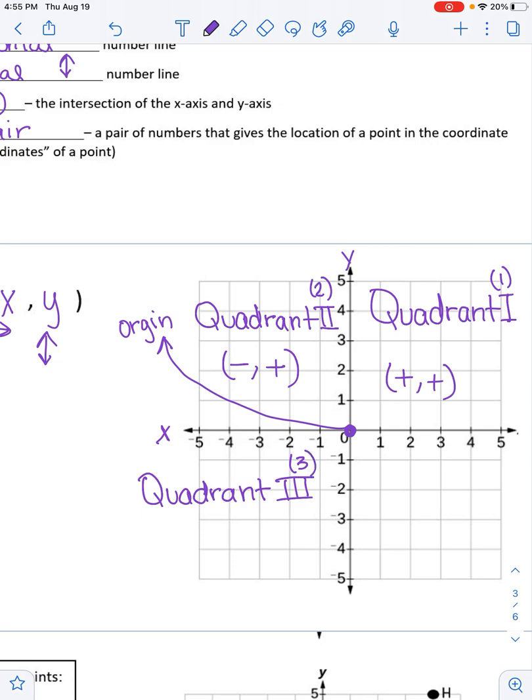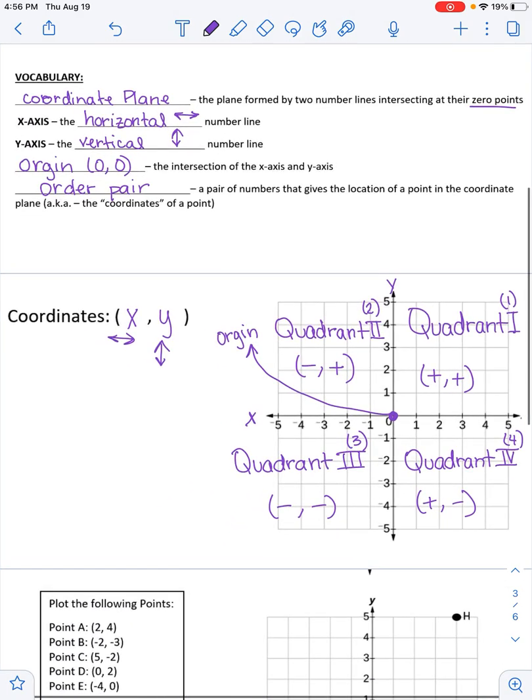Again, I like to use Roman numerals. In quadrant 3, my x values are still negative, and now my y values are negative, so there are double negatives there. And last but not least, we have quadrant 4. Again, Roman numerals, but if you want to use just number 4, that's perfectly fine. In quadrant 4, my x values are positive, but my y values are negative. Okay? So that's everything we need to know about the coordinate plane.